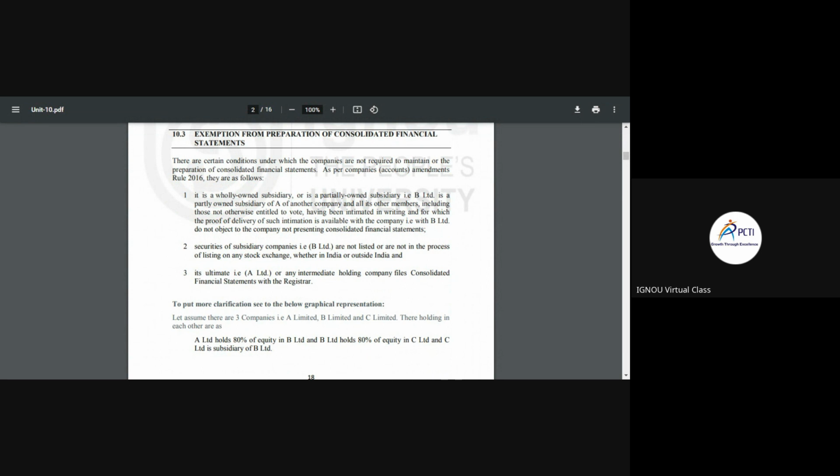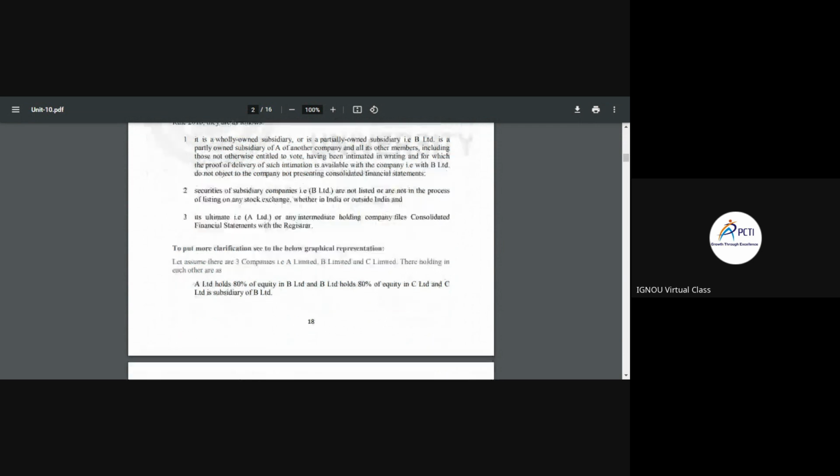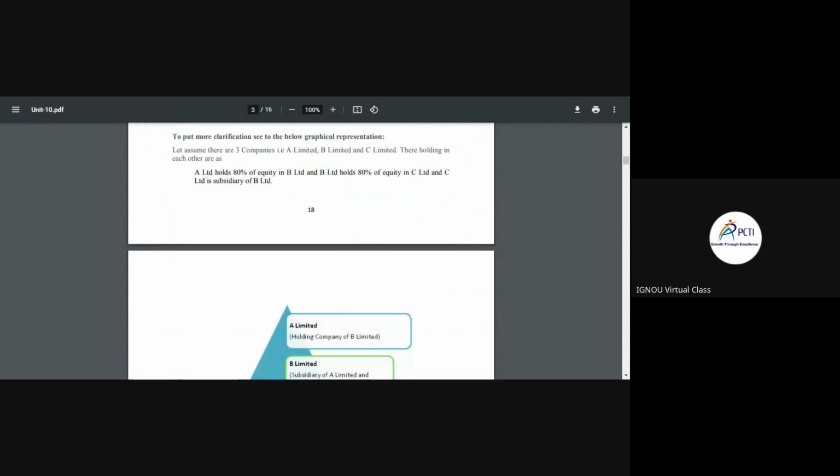Ultimate, that is A Limited or any intermediate holding company files consolidated financial statements with the registrar. So, to put more clarification, we have some graphical presentation in which there is an example. They told us, according to the section 3 companies, that is A Limited, B Limited, and C Limited, there are three companies.